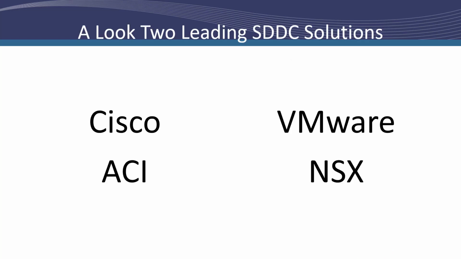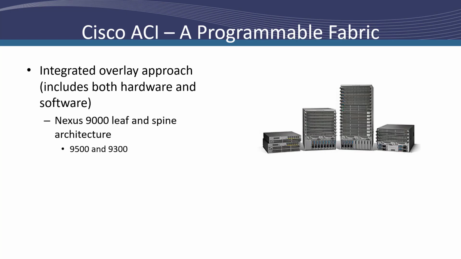Okay, let's take a look at the two leading software-defined data center solutions, starting with Cisco ACI. Cisco's ACI delivers a programmable fabric solution. With ACI, Cisco takes an integrated overlay approach. This means the solution is a combination of both hardware and software. Cisco ACI is based on the Nexus 9000 family of switches.